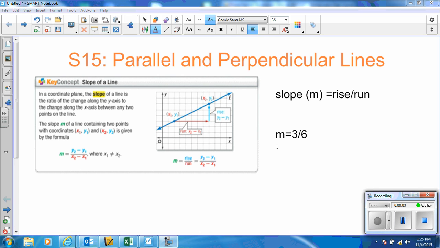Hi everybody, we have standard 15, parallel and perpendicular lines here. Here's our notes for this. Slope is hopefully something you remember from Algebra 1. It's often referred to as rise over run, which you see right here.